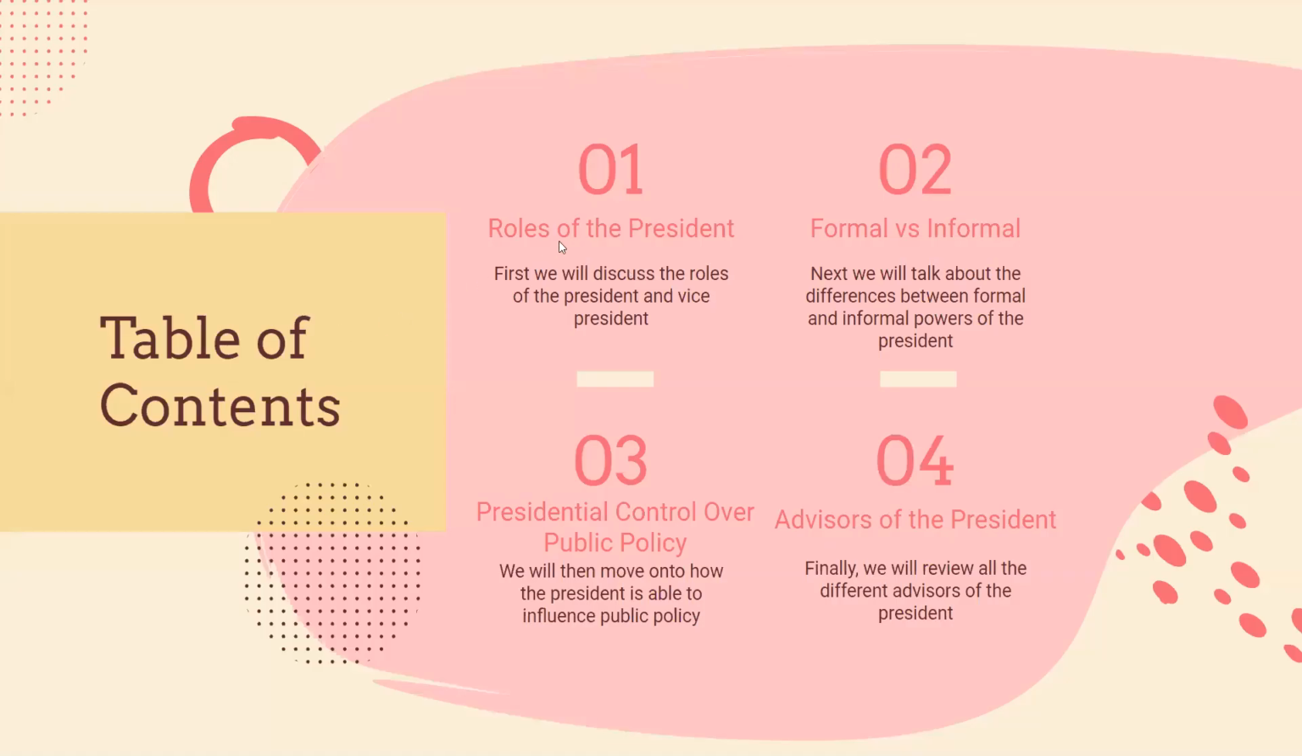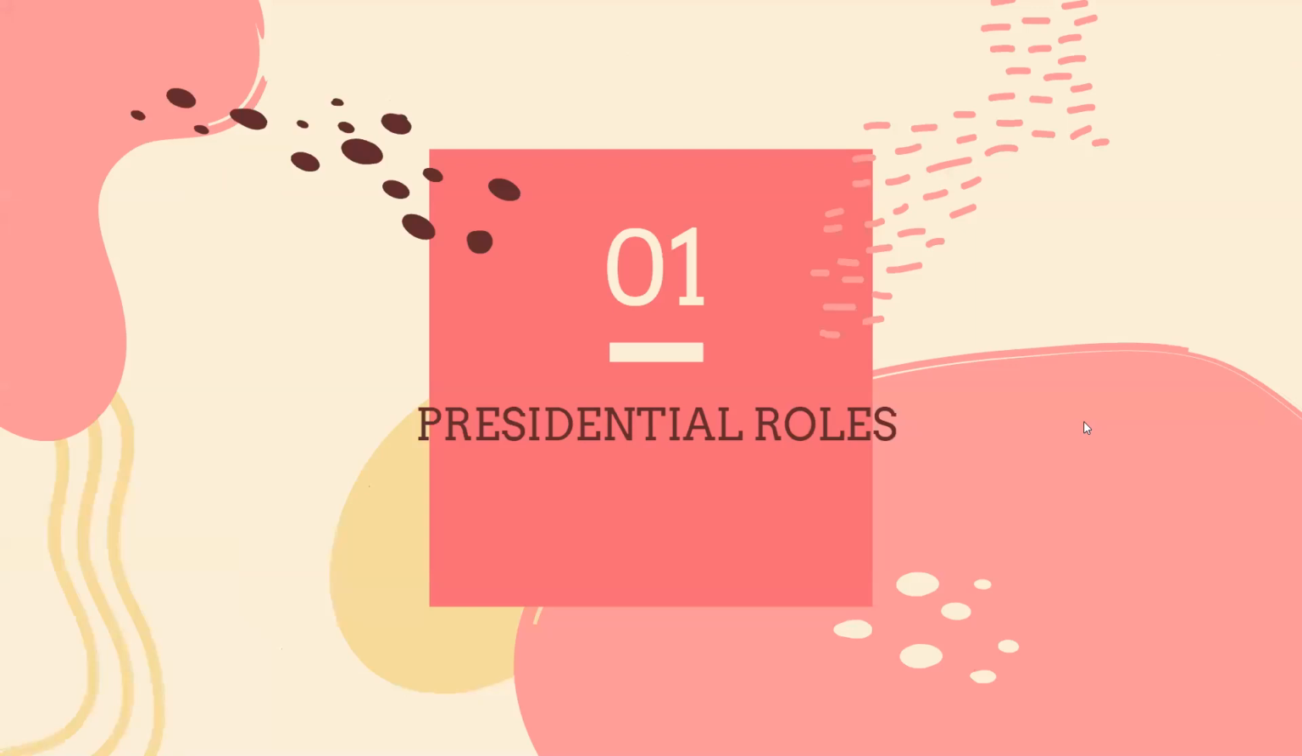So first, we'll discuss the roles of the president and vice president, and then we'll talk about their formal and informal powers, and then we'll talk about how the president can control public policy, and then we'll finish it off with the advisors of the president. So first, presidential roles.